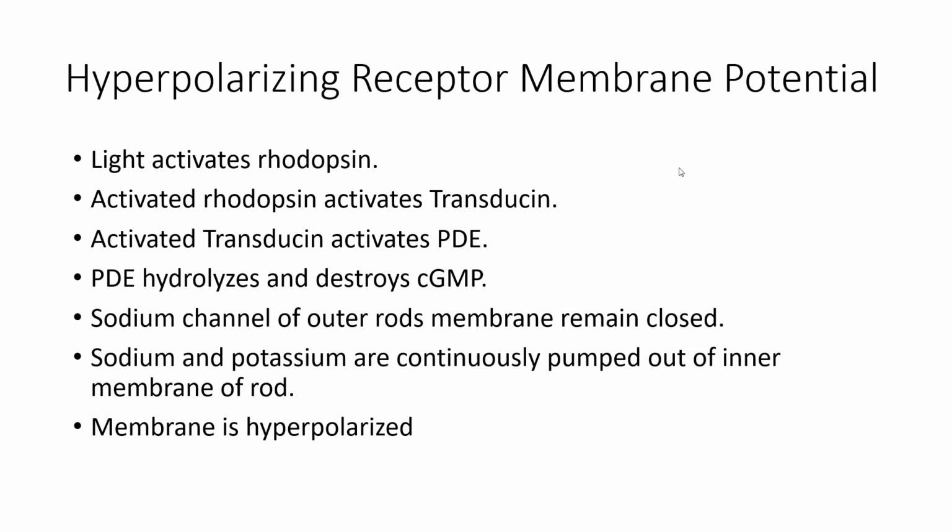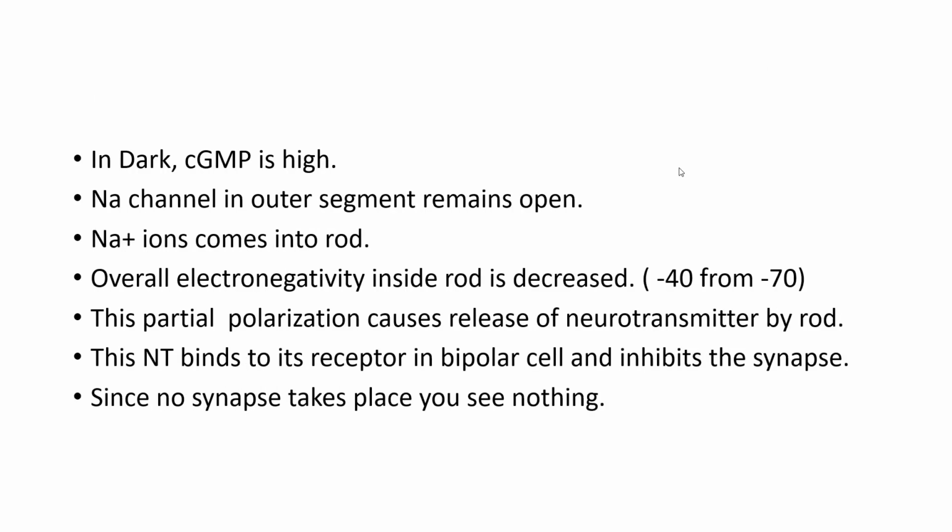nerve impulse. Everything that we discussed is just mentioned in words here. If you want to read, you can read it by yourself. The thing is, during the dark, cyclic GMP increases, the sodium channel opens, and the electronegativity, which was minus 70 millivolt during the presence of light, decreases to minus 40 millivolt due to the influx of sodium, right? So the overall electronegativity decreases during dark. That means this is partly polarized. During the presence of light, it is hyperpolarized.